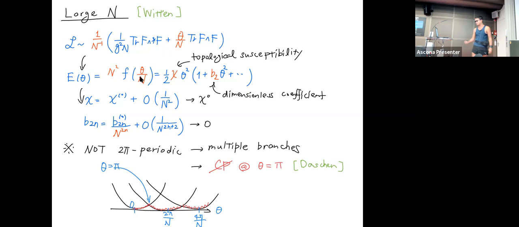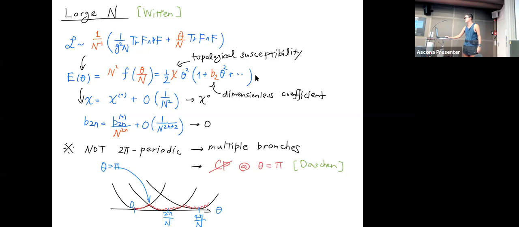And then, well, there's a CP symmetry. There is a symmetry of sending theta to minus theta, at least you expect. And then it's a quadratic expansion around theta equals zero. There is a good argument by Vafa and Witten in the old days that theta equals zero is a minimum. So indeed, there is a quadratic thing happening. And then there are all the higher order corrections. And from this large N argument, you can extract the large N dependence of this coefficient, denoted by chi, and also the subleading coefficients, which I take to be dimensionless, b2, b4, et cetera. That's the convention in the literature.